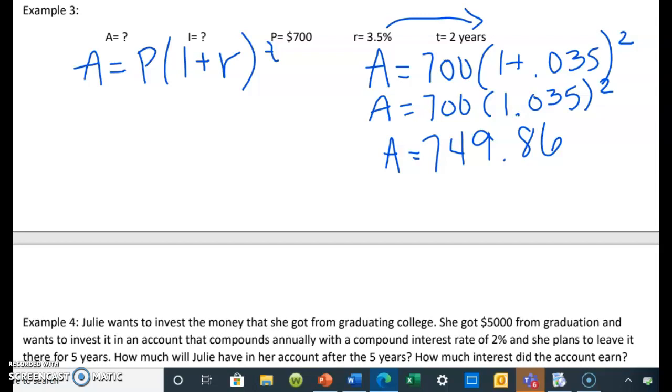So now I want to find out, well, exactly how much interest am I paying? So remember, I'm going to do my total minus my principal. So I'm going to do $749.86 minus 700. So I am paying $49.86. Can't get that decimal to show up. There we go. In my interest, okay? All right, 4, 5, and 6, we're going to look at some word problems. So let's go ahead and head over there.